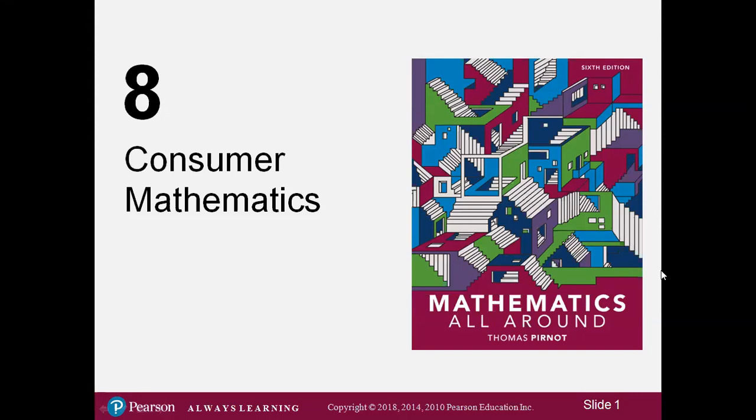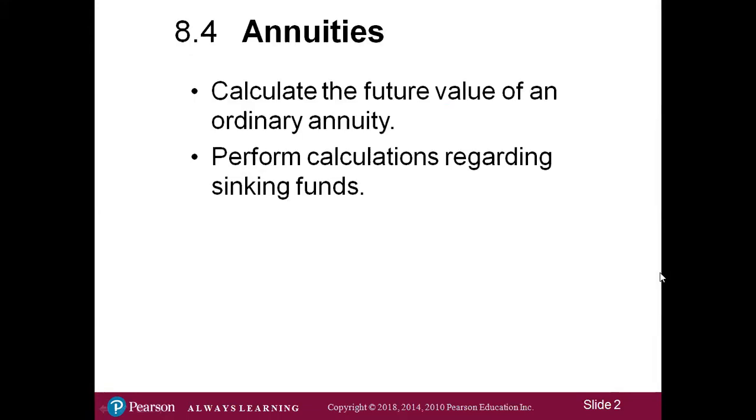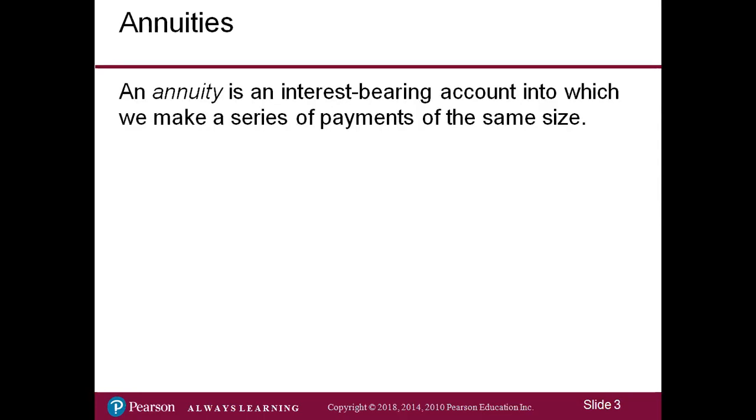All right, let's take a look at Chapter 8, Consumer Mathematics. Section 8.4, Annuities. We'll want to calculate the future value of an ordinary annuity and perform calculations regarding sinking funds.